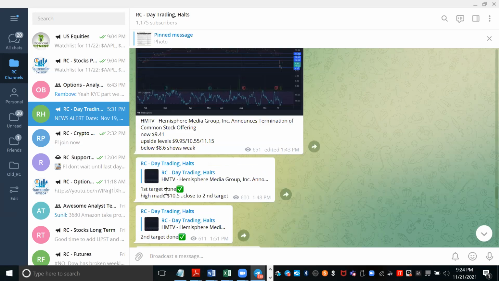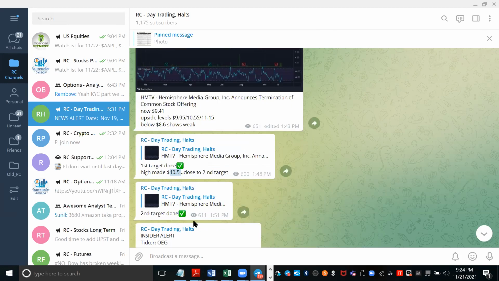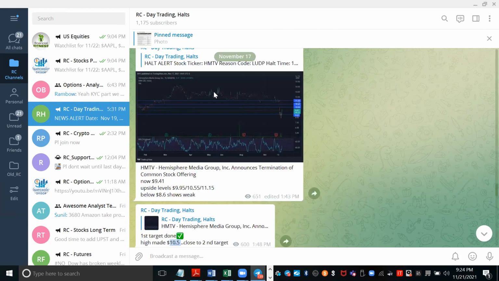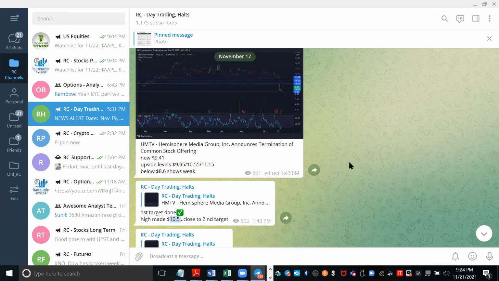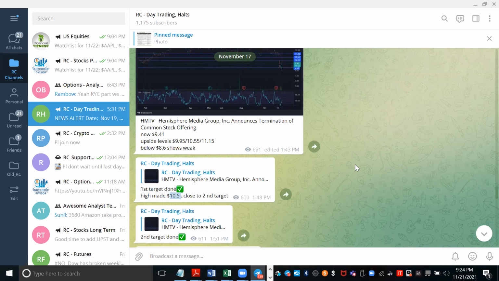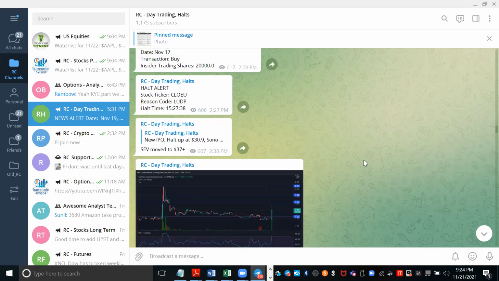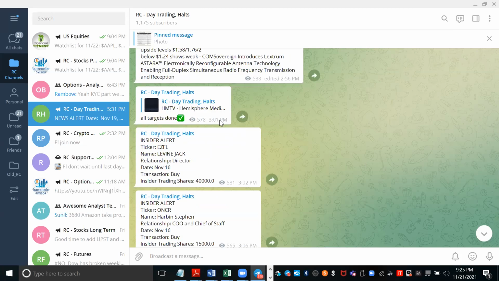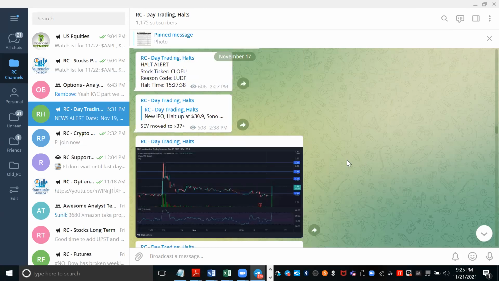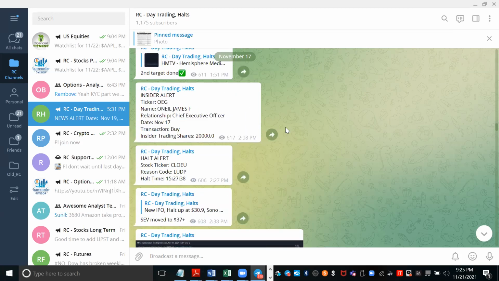So immediately you can see, right? Within the next few minutes, it moved, first target done at 10.5. Again, within the next 3-4 minutes, second target done. So, right, that is the advantage with halts, where 70 to 80% of the stocks give quick returns within the same day. So you can see so many various halt alerts, right? HMTV, all targets done at 3 o'clock. It was given at 143.